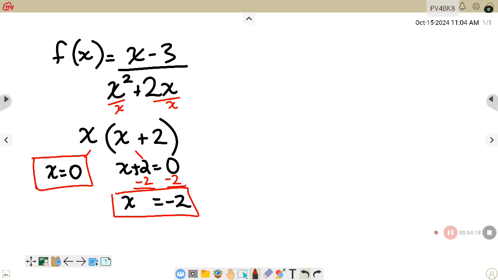Then I just need to make sure, remember that vertical asymptotes are zeros of the denominator, which ended up being 0 and negative 2, as long as they are not also zeros of the numerator. So I just need to double check that I don't have any zeros in common. If I set the numerator equal to 0 and solve it for x, I will get x equals 3. So that is neither one of the zeros of the denominator. So x equals 0 and x equals negative 2 are both vertical asymptotes.